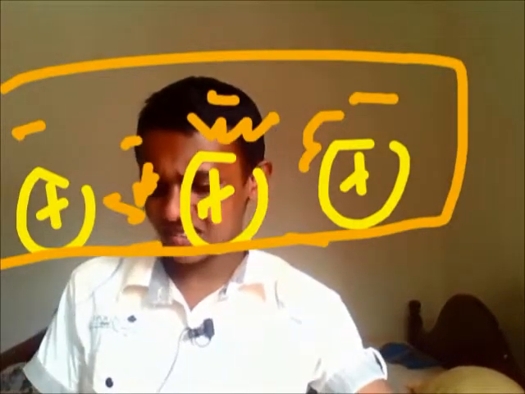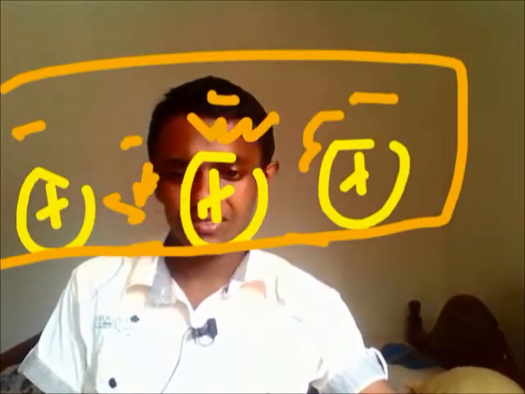So let's go to electronegativity. The electronegativity of an element is a measure of the attraction its atom has for a pair of electrons in a covalent bond. So it's the extent to which you attract a pair of electrons in a covalent bond. So this is about electronegativity.